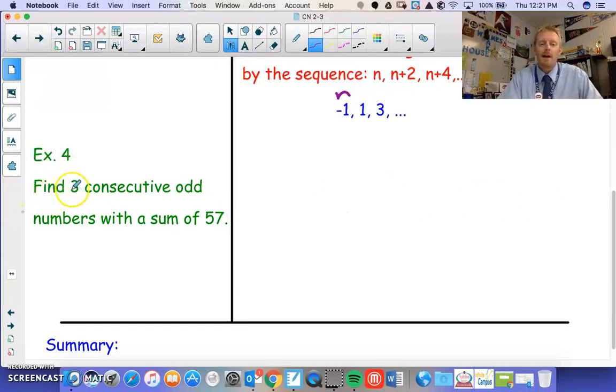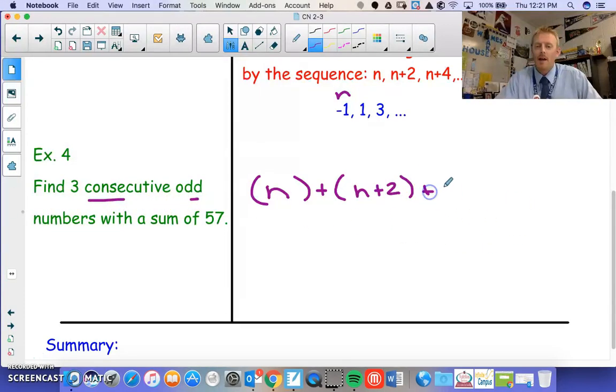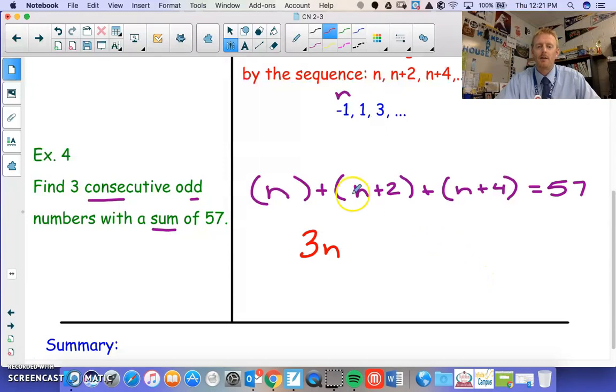It says, find 3 consecutive odd numbers with a sum of 57. So if the first number is n, and the second number is n plus 2, because it's consecutive odd, and then the third number is n plus 4, we find ourselves having a total of 57, because it says sum, we're adding. So this is a combining like terms type of problem. I have 1, 2, 3 n's, so I have 3 n's written down, and then a 2 plus a 4 makes a plus 6. So here's my multi-step equation now.